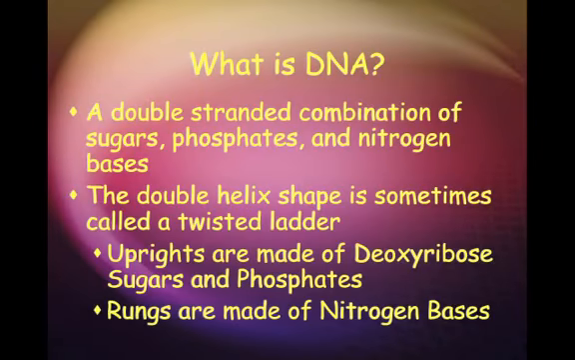So now that we know kind of what nucleotides are and that they build DNA, what is DNA? DNA is a double-stranded combination of those sugars that Mr. Del Baccio talked about, as well as phosphates and the nitrogen bases. The double helix shape is sometimes called a twisted ladder, where the uprights, so the parts that would stand up on a ladder, are made of deoxyribose sugar and the phosphates, and then the rungs, so the parts of the ladder where you would step in order to go up, those are made of the nitrogen bases.